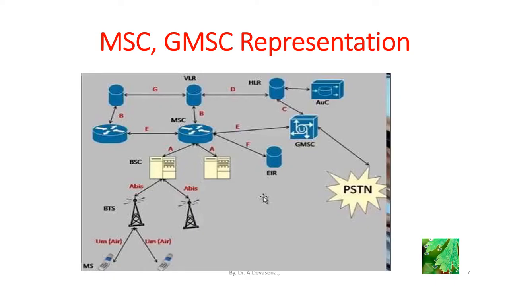The Visitor Location Register is in turn connected to the HLR, that is Home Location Register. The Home Location Register is in turn connected to the Authentication Center. This HLR is being connected to the GMSC, that is Gateway Mobile Switching Center. Finally, the GMSC is being connected to the PSTN, that is Public Switched Telephone Network. This covers the circuit switched domain network that is available in the 3G UMTS.